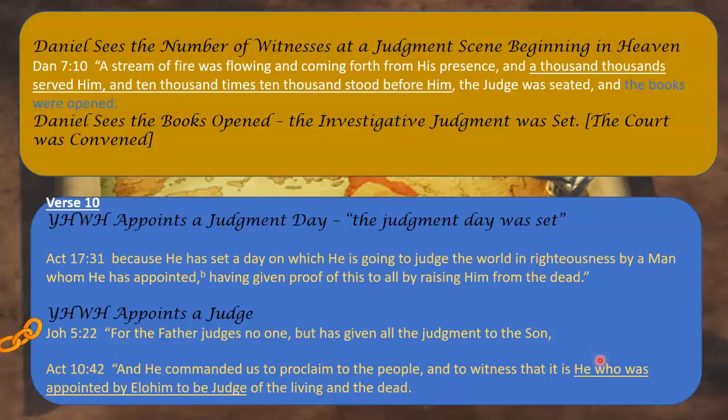Daniel sees the number of witnesses at a judgment scene beginning in heaven. Daniel 7:10. A stream of fire was flowing and coming forth from his presence, and 1,000 thousands served him, and 10,000 times 10,000 stood before him. The judge was seated, and the books were opened. Daniel sees the books opened, the investigative judgment was set, the court was convened.